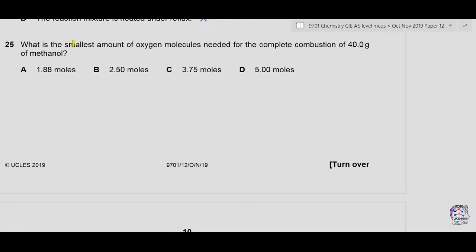Question 25. What is the smallest amount of oxygen molecules needed for the complete combustion of 40 grams of methanol? Let's write the balanced chemical equation for the combustion of methanol. We have CH3OH. It reacts in the presence of oxygen to form carbon dioxide and water.